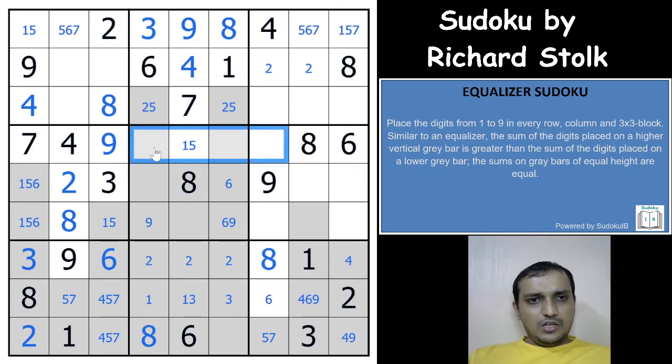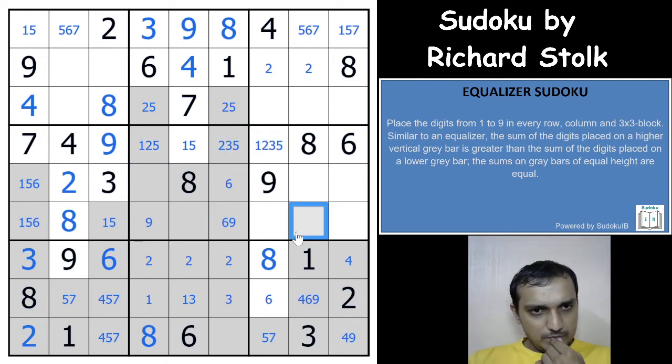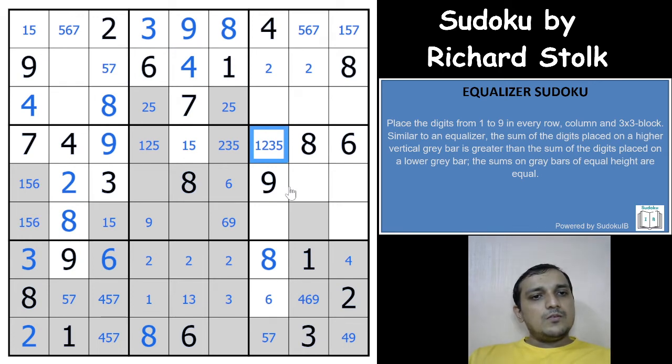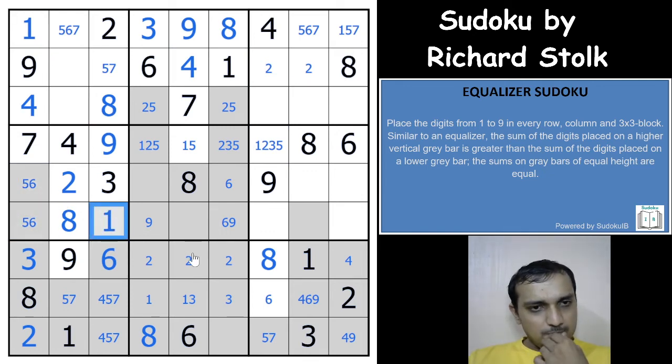One, 2, 5, 3. This is 1, 2 and 5. 1, 2, 3 and 5. Okay. This is 5 and 7. 1 cannot be here, 1 cannot be here. This cell is a 1 now. That eliminates 1 from these cells. This cell is a 1.